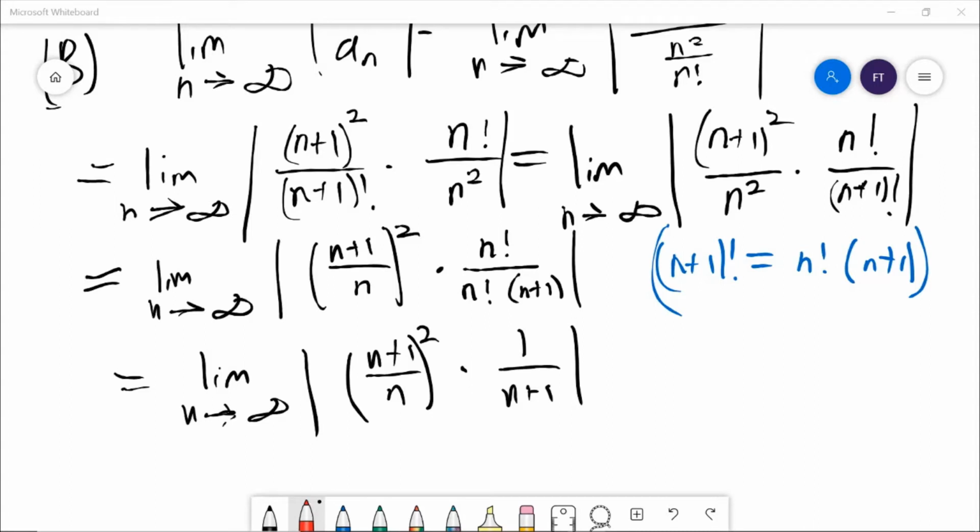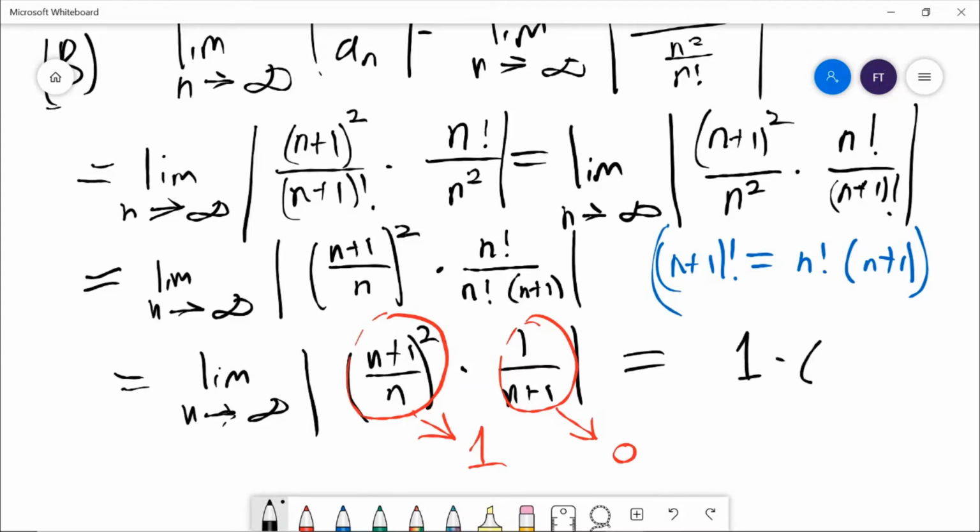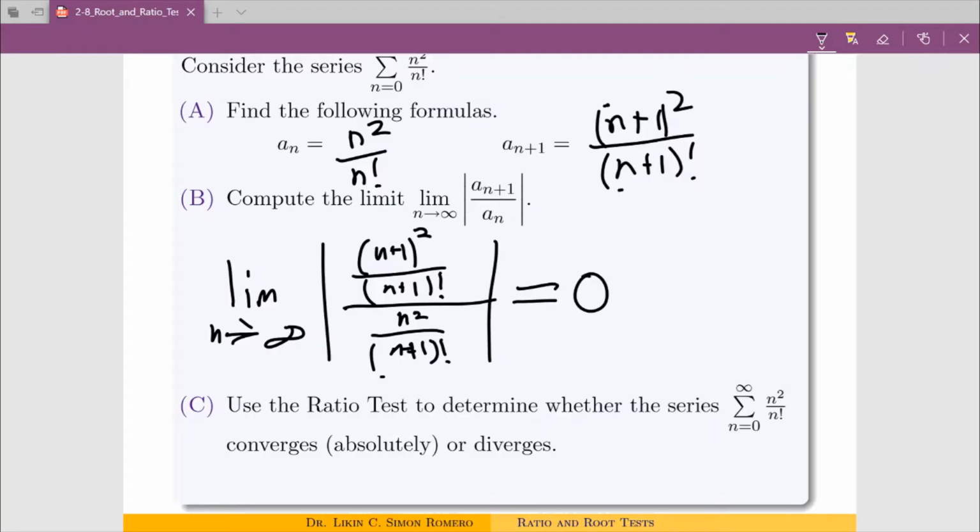Now if we look at the limit as n goes to infinity, we notice that the n plus 1 over n squared term approaches 1, and the 1 over n plus 1 is going to approach 0. And so we get that this limit is equal to 1 times 0, which is 0. And since this limit as n goes to infinity of a of n plus 1 over a of n is equal to 0, which is less than 1, we know that the series converges by the ratio test.